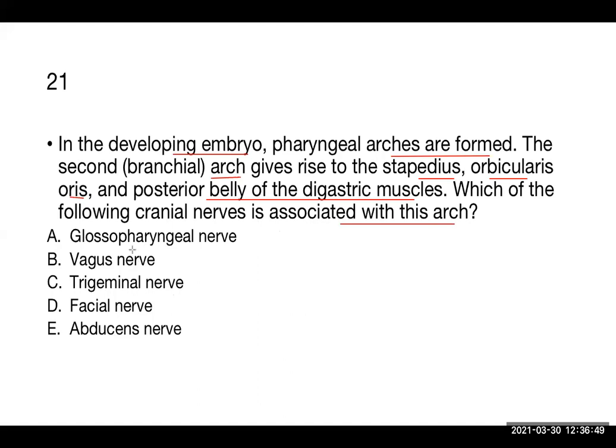That is the question. Is it glossopharyngeal nerve? Is it vagus nerve? Is it trigeminal nerve? Is it facial nerve? Or is it abducens nerve? D. Facial nerve. Facial nerve, sir. Exactly. It's a very easy question. This is facial nerve. And the clue for you is these muscles. All of these muscles are supplied by facial nerve. There's no doubt about it. Stapedius is supplied by facial nerve. Orbicularis oris and posterior belly of the digastric, all are supplied by facial nerve. So it has to be the facial nerve. Okay.